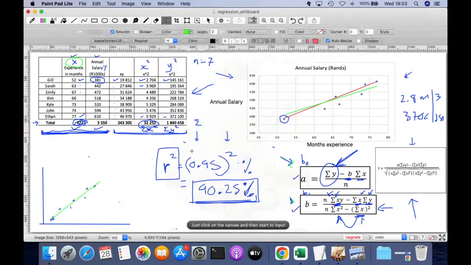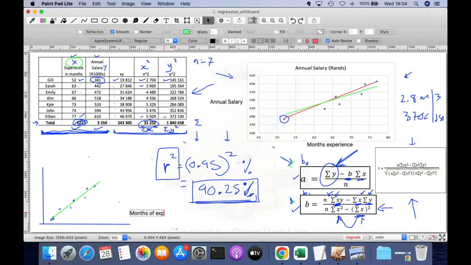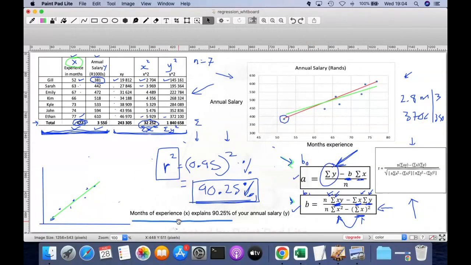Okay, let me write that down. This is how you would interpret it. You interpret it as your months of experience. So I'll write months of experience. And I'm just going to put brackets in x, but you don't need to write the x. What you do need to say is what your x is, in other words, your months of experience. So you would say your months of experience explains 90.25% of your annual salary. That's it, and that's your y. So I'm just writing your x and y so you know which is the x and y. But this is how you'd explain it.